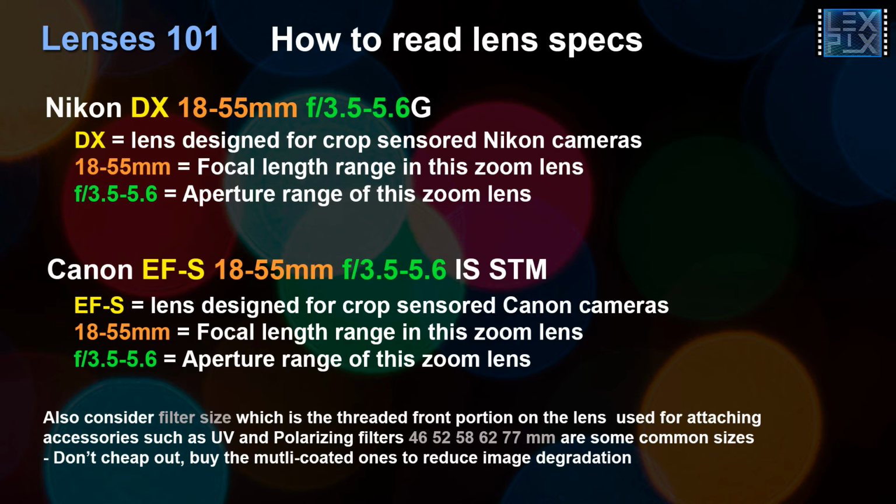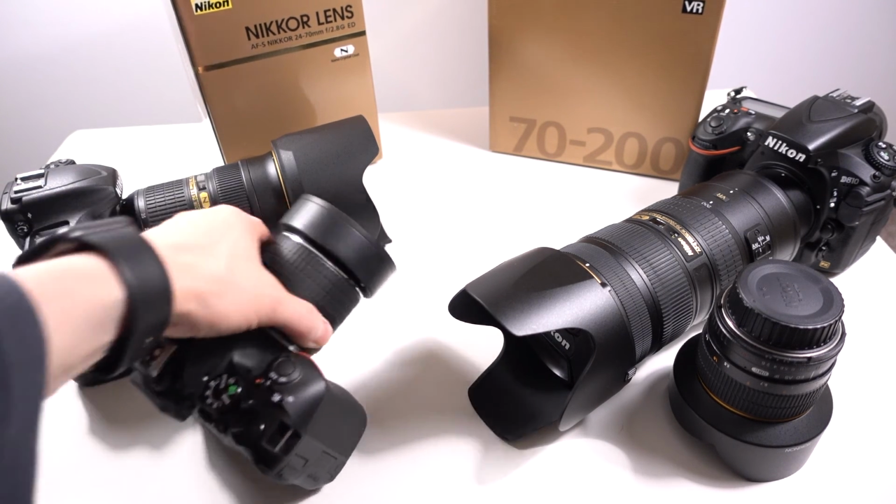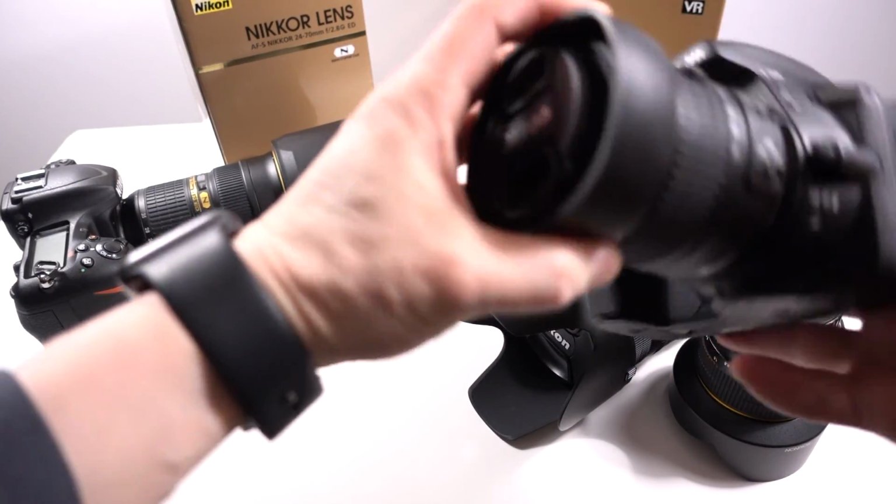Also consider the filter size, which is the threaded front portion of the lens used for attaching accessories such as UV and polarizing filters. Common sizes would be 46, 52, 58, 62, 77, and so on. And, you know, guys, don't cheap out. Buy the multi-coated ones. Don't buy the cheap ones. And generally, it just threads right on the front here.